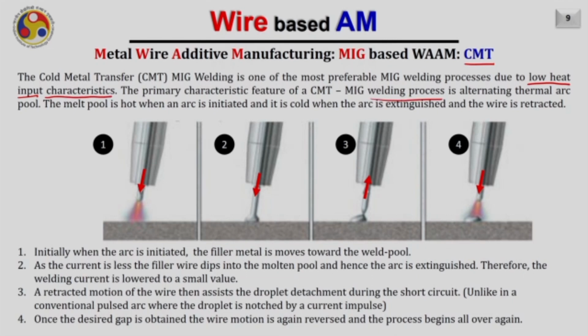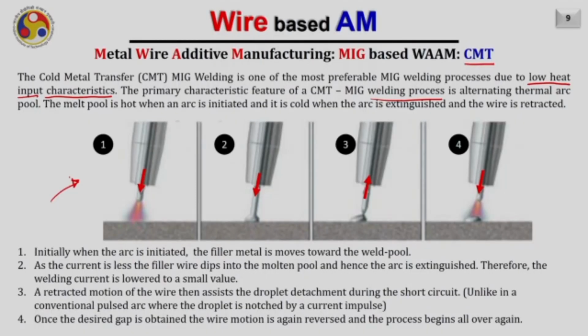The primary principle of CMT is very similar to the pulse mode of metal transfer. But here the only difference is, when the wire comes and short circuits with the substrate, instead of increasing the current like we do in the case of pulse transfer, here the wire itself is moved back. So the detachment of the drop is not done by increasing the current like in pulse transfer, while here the droplet is detached by pulling the wire back.